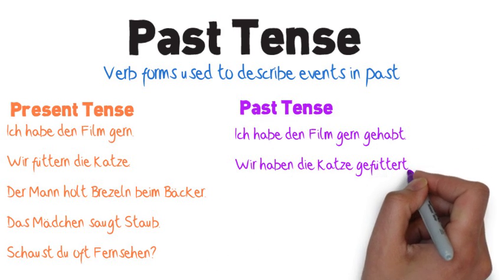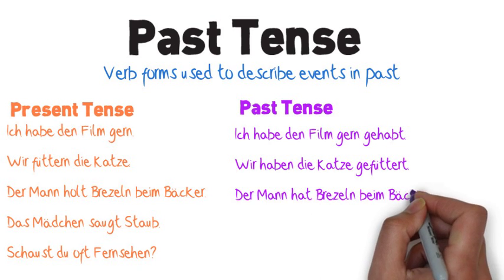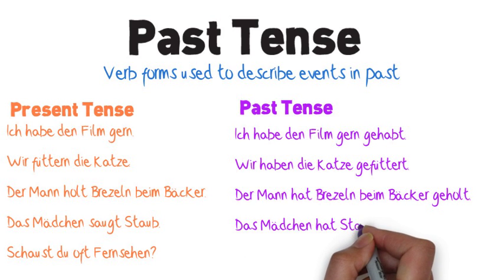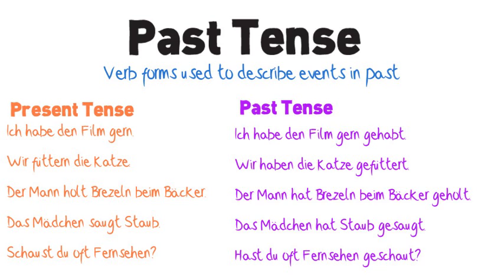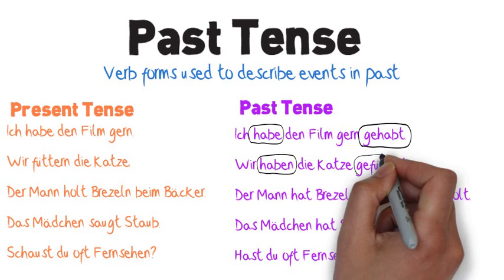These are actions that have already occurred. Notice that in each sentence, the original verb has been replaced by a conjugated form of haben, and the original verb has both been moved to the end of the sentence and been changed slightly. It now starts with ge and ends with t.